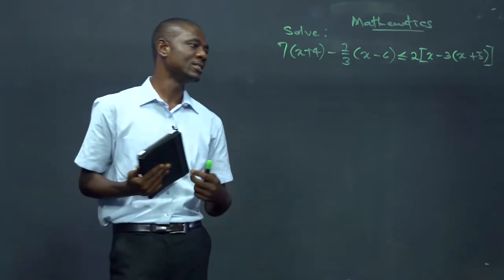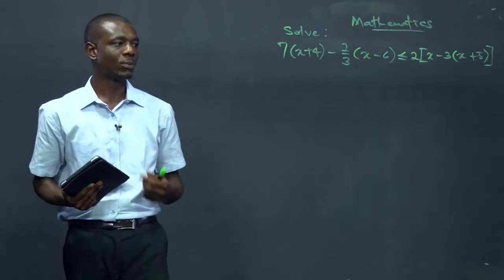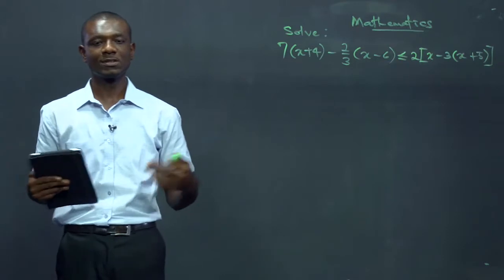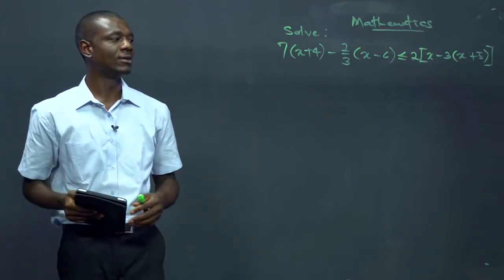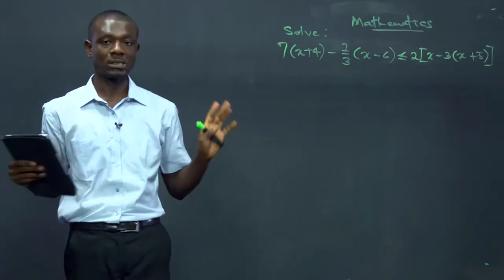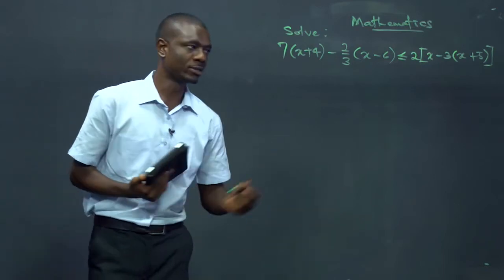Now, how do we do this? We would try to simplify this problem as much as possible. That is, get rid of all the brackets so that you can collect all your like terms, that is all the terms involving x, and all the constant terms. When I say constant terms, I mean numbers, plain numbers without a variable. So we go ahead and do this.